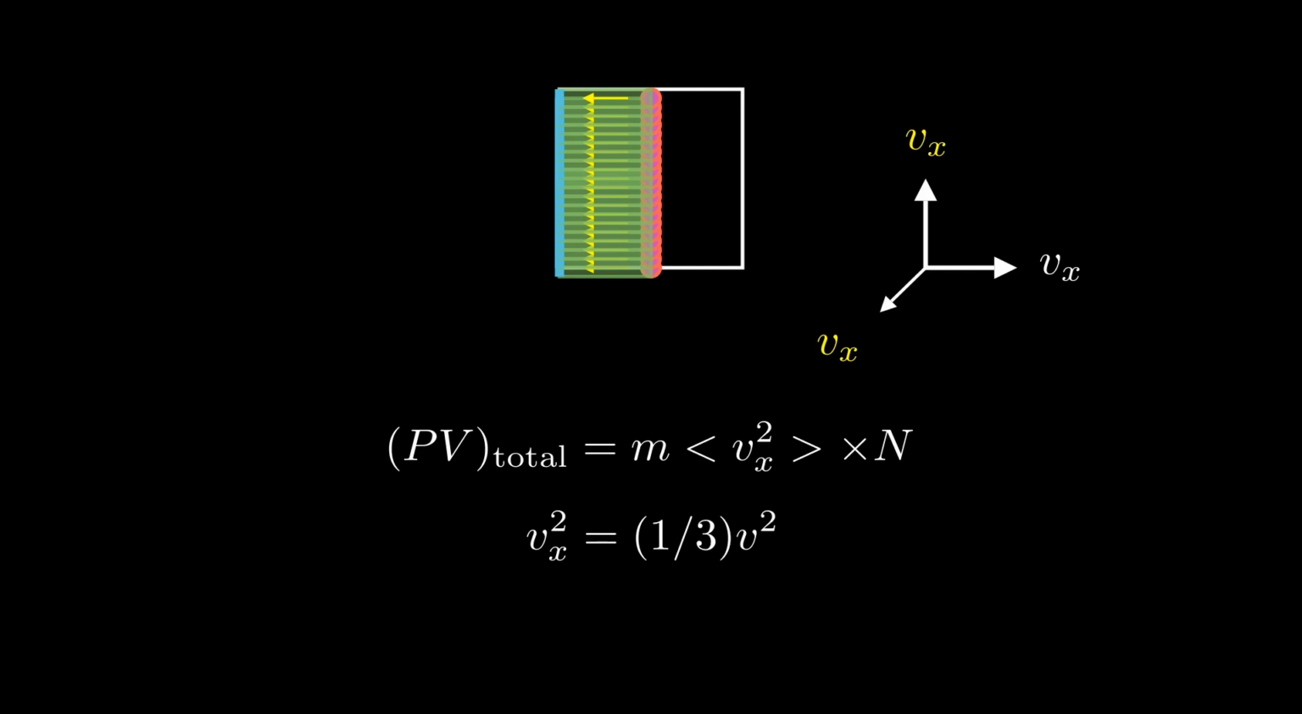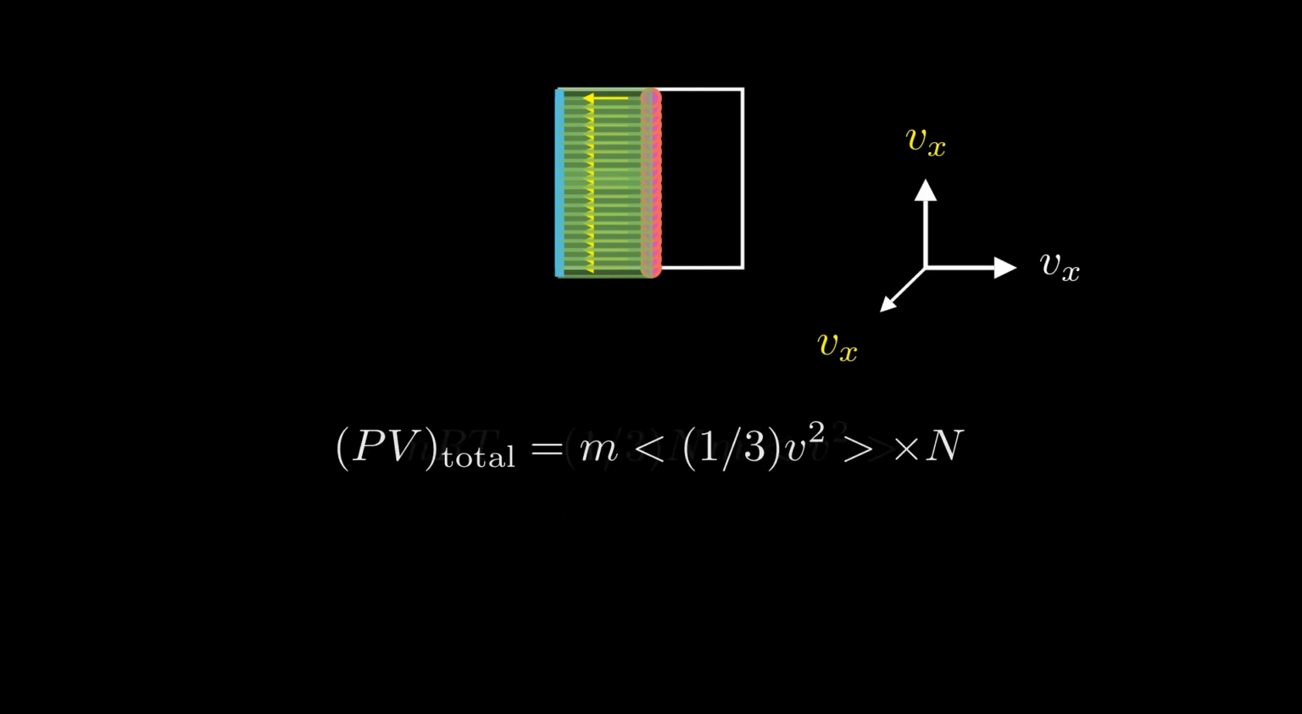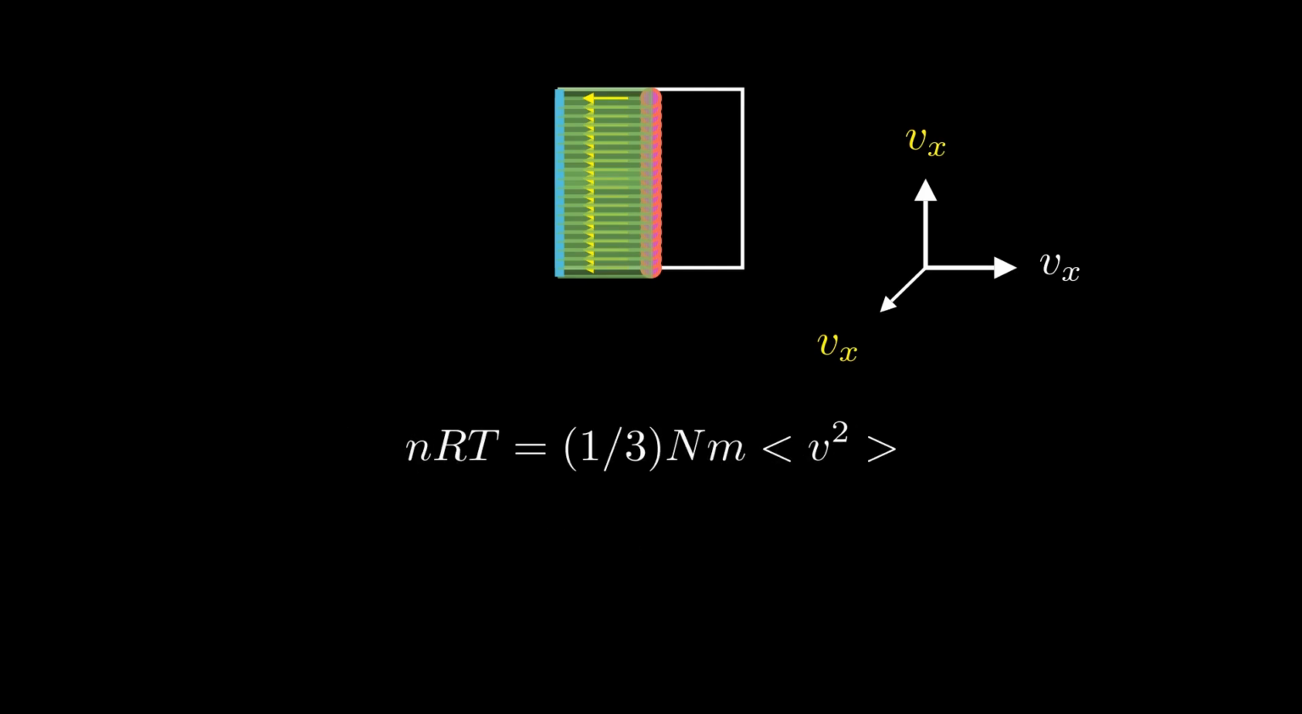Substituting this into our original equation and letting PV equal nRT, we get our new equation. nRT equals the mass of a gas particle times the total number of gas particles times 1/3 of the average squared velocity of the particle. Here, we can use yet another mathematical trick, which is to divide both sides by 2. The reason for this is that now we have an expression for the total kinetic energy. 1/2 mv squared times the total number of gas particles is just the total kinetic energy of the gas particles.